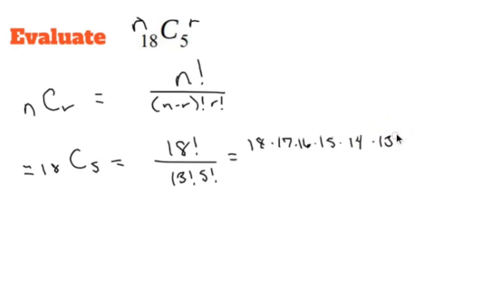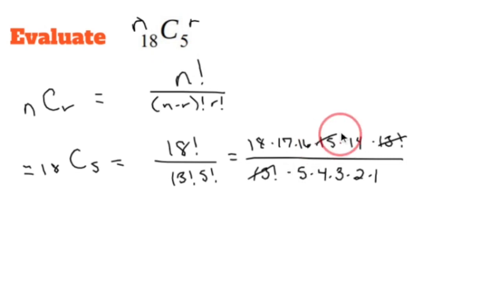So I'm just going to write 13 factorial. I could write 13, 12, 11, 10, but wait a minute. 13 factorial is already on the bottom. Oh, let's just get rid of those. And then I have 5 times 4 times 3 times 2 times 1 from that 5 factorial right there. Now, I'm going to make life a little easy. 15 is the same as 5 times 3, so we can cross those out.